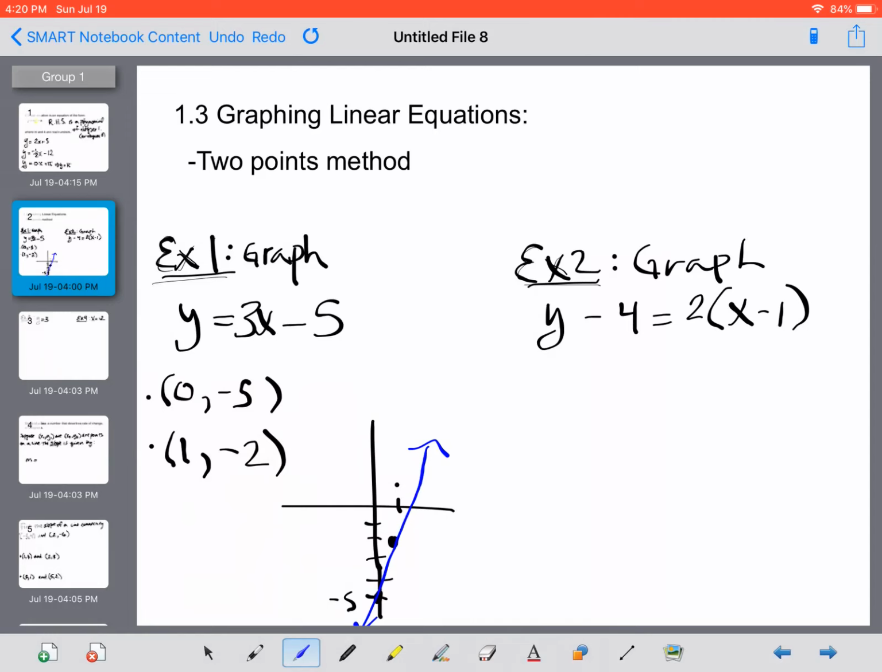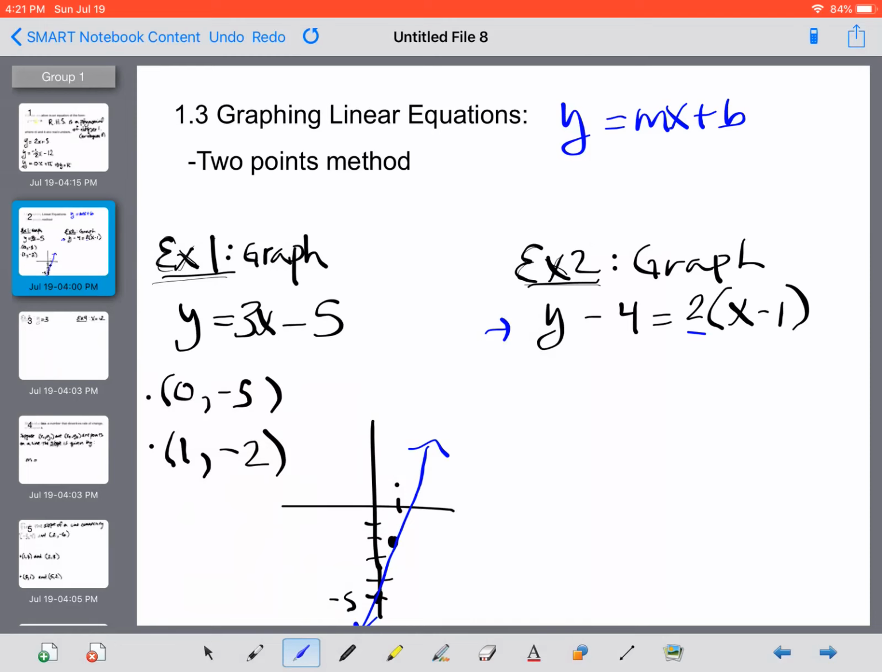Alright, let's do another example. Say we wanted to graph this equation, y minus 4 is equal to 2 times parentheses x minus 1. This doesn't look exactly like that y equals mx plus b form that we had on the last page, but we could rewrite it that way if we wanted to. All we'd have to do is distribute the 2 on the right-hand side, and then move that negative 4 on the left over to the right.